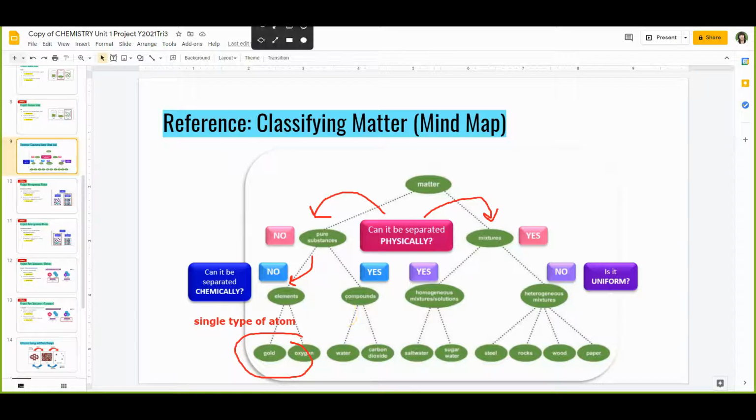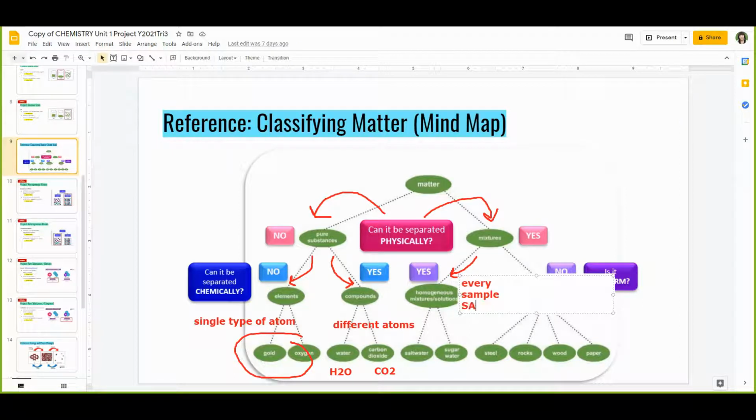Whereas over here for compounds, we said yes, these can be chemically separated if they undergo a chemical reaction because they're made up of different atoms, right? For example, water is made up of H2O and carbon dioxide is made up of CO2. Now over here in the mixture area, we talked about is your mixture uniform? If yes, meaning every sample looks the same, every sample is the same, then that is going to be a homogeneous mixture. Remember that prefix right here, homo meaning that they look the same. So that would be something like salt water or sugar water, really any type of liquid where it looks the same. Every sample looks the same.